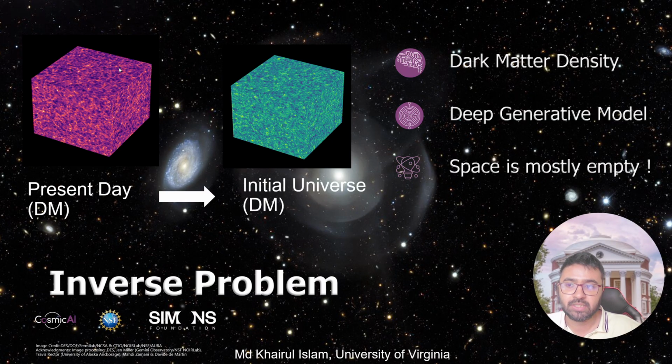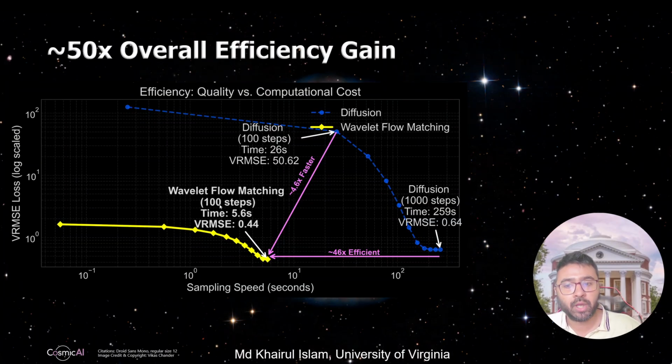Now, this is how the problem actually looks like. We have dark matter density on the left from the present universe, and we are using that to generate the initial universe. Now, the biggest challenge is space is mostly empty, so just using it as it is now is quite challenging. So we propose a wavelet flow matching model where we compress the data in the Fourier dimension, but also use flow matching to increase the convergence speed. As you can see, we get way faster speed, more than 4 times compared to traditional diffusion, and we also get almost 50 times more efficiency.